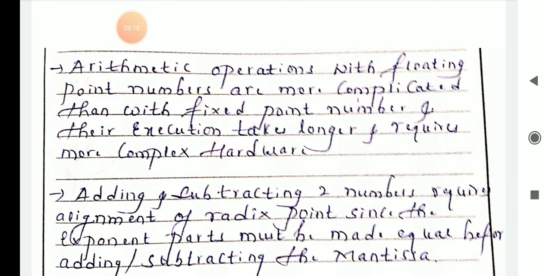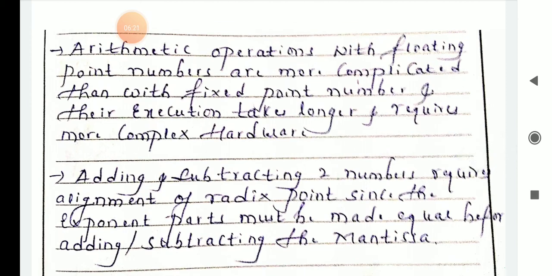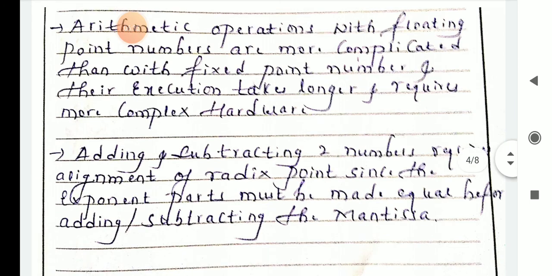The arithmetic operations with floating point numbers are more complicated than with fixed point numbers, and their execution takes longer and requires more complex hardware. So whatever operation is there, it is complicated compared to fixed point, and the execution will take more time and also require more hardware, in comparison with integer or fixed point numbers.